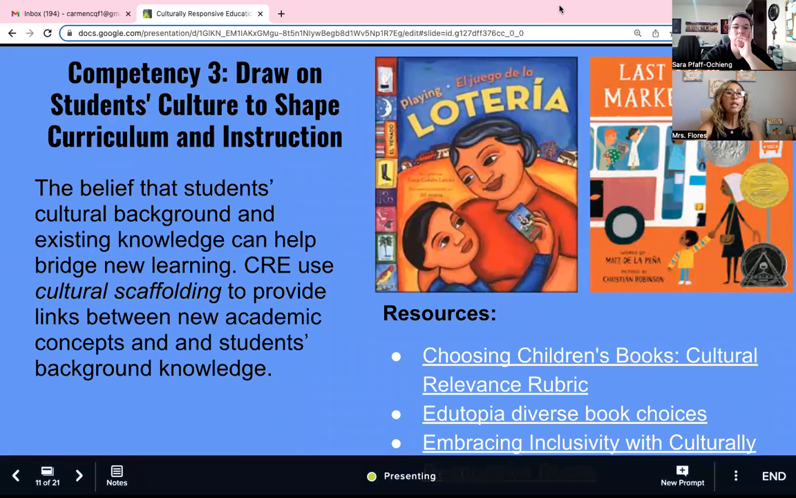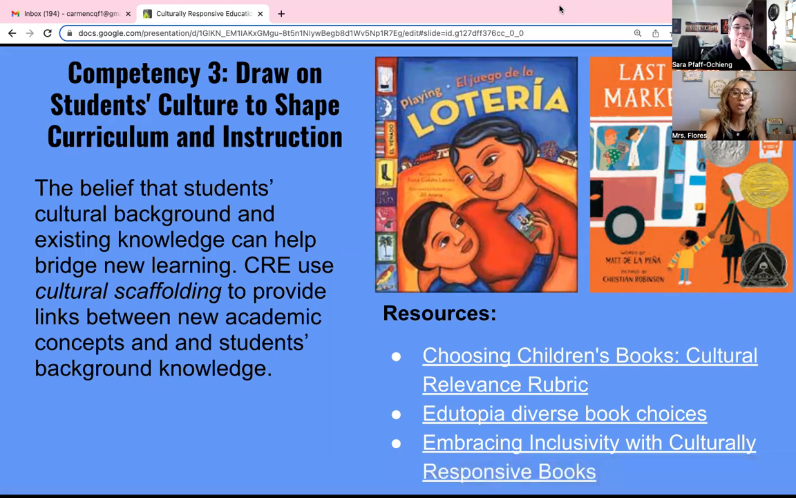Okay, so let's look here at competency number 3, which is to draw on students' culture to shape the curriculum and instruction. So this is the belief that students' cultural background and their existing knowledge can help bridge new learning. Culturally responsive educators use cultural scaffolding to provide links between new academic concepts and students' background knowledge. Again, this is taking our students' background knowledge and their prior experiences and bringing those into the classroom.